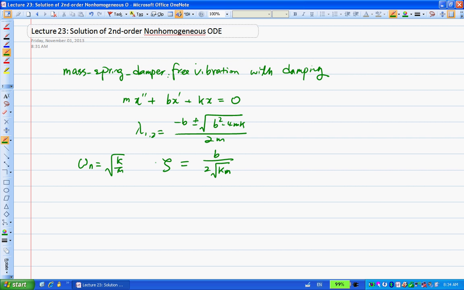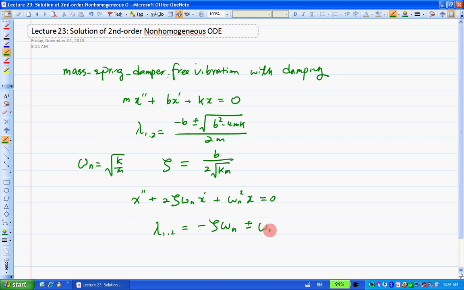Now with these two new parameters, the original second-order differential equation can be written as x double prime plus 2 zeta omega n x prime plus omega n squared x equal to 0. So this is not a new differential equation, it's just a different way of writing it using the new set of parameters. Then the solution for this one here is lambda 1, 2, which is negative zeta omega n plus minus omega n root zeta squared minus 1.